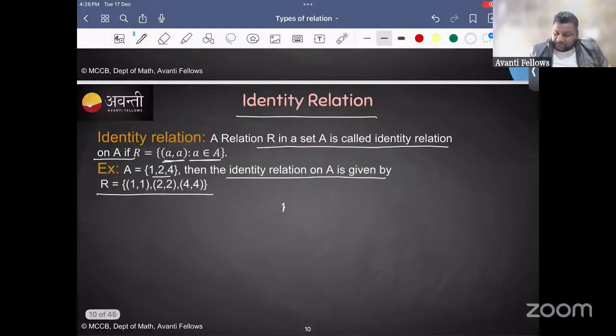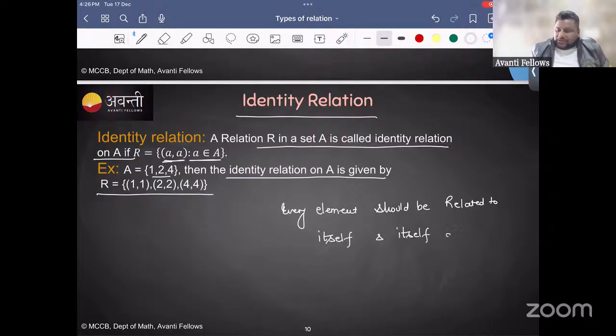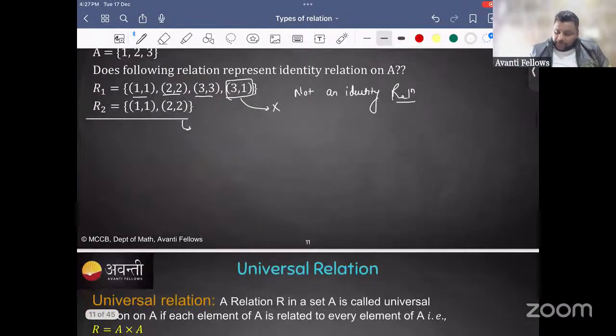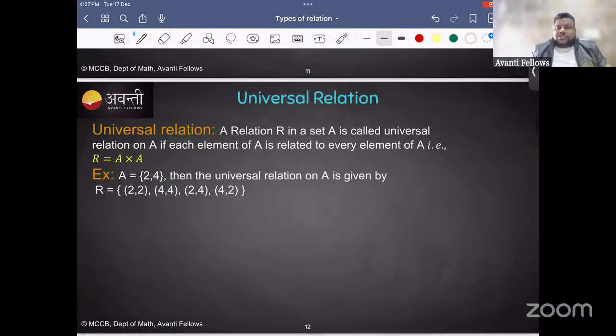Every element should be related to itself and itself only. It should not be related to any other element. Got it? Now, universal relation is what?